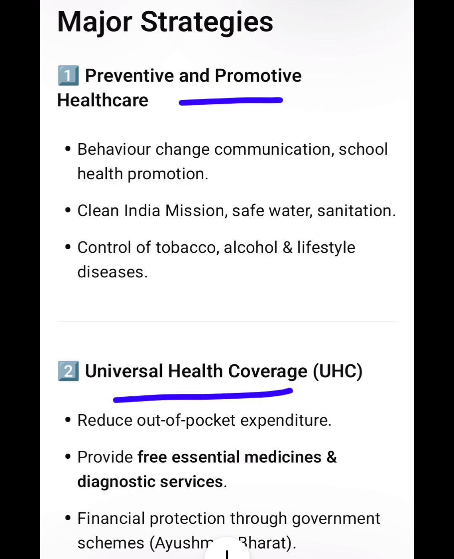Major strategies: the first one, preventive and promotive health care. The first focus is on changes in communication, school health promotion, the Clean India mission, safe water and sanitation, and control of tobacco, alcohol and lifestyle diseases. The second one, universal health coverage. So we have to reduce out-of-pocket expenditure, provide free essential medicine and diagnostic services, and then financial protection through government schemes.